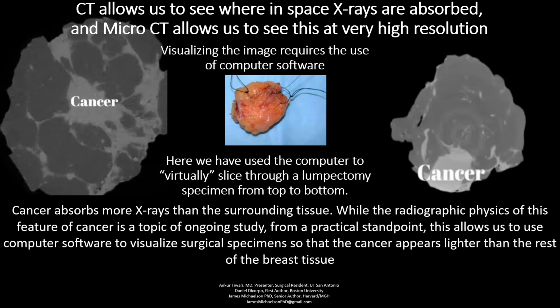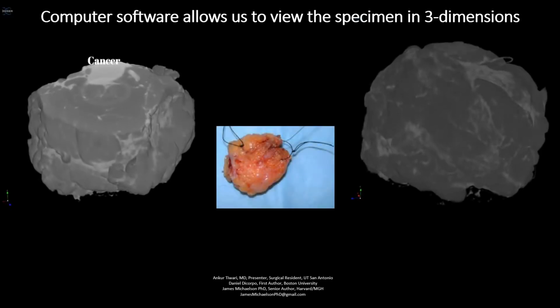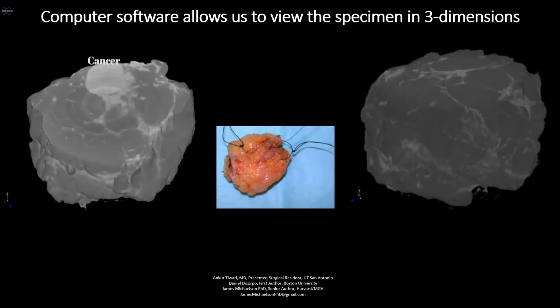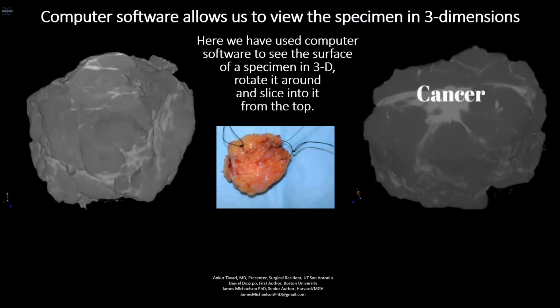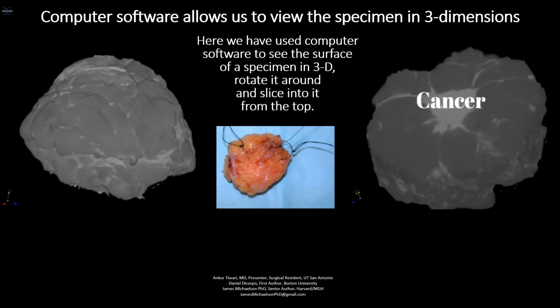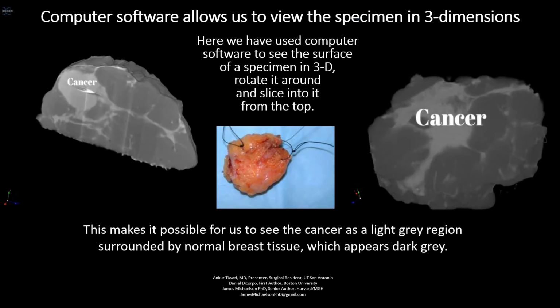While the radiographic physics of this feature of cancer is a topic of ongoing study, from a practical standpoint, this allows us to use computer software to visualize surgical specimens so that the cancer appears lighter than the rest of the breast tissue. Computer software allows us to view the specimen in 3 dimensions. Here we have used computer software to see the surface of a specimen in 3D, rotate it around and slice into it from the top. This makes it possible for us to see the cancer as a light gray region surrounded by normal breast tissue which appears dark gray.